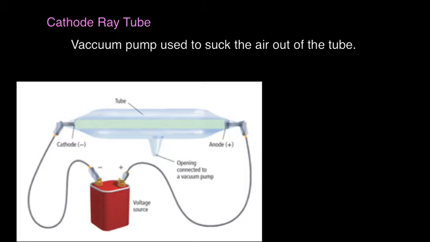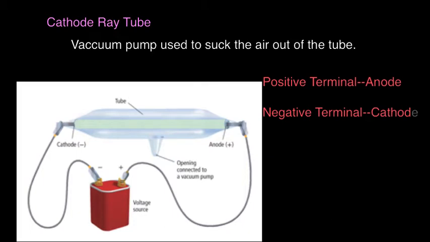The metal electrodes on either end are called terminals. The negative terminal is a cathode, and the positive terminal is called an anode. And as you can see there, it's hooked up to a voltage source, or just a battery.